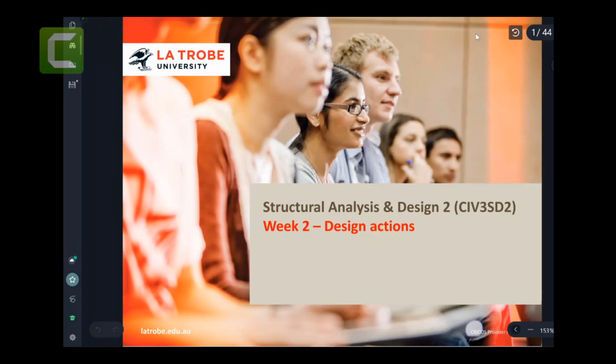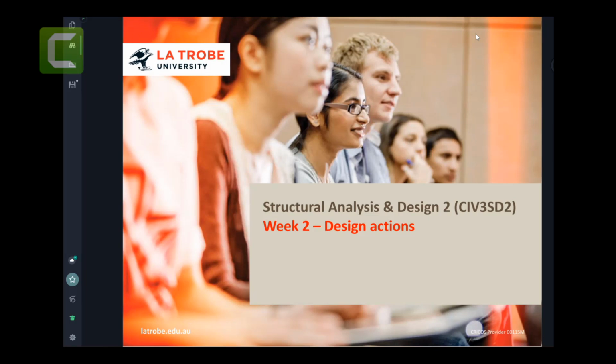Week 2, which is, we briefed you about the topic and what we're going to go through. So yeah, we're getting into the design process for different types of structural members. And as we covered with you last week, the main steps or the key things you're going to be learning from the subject.